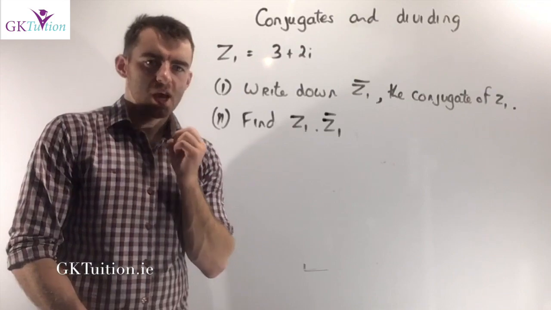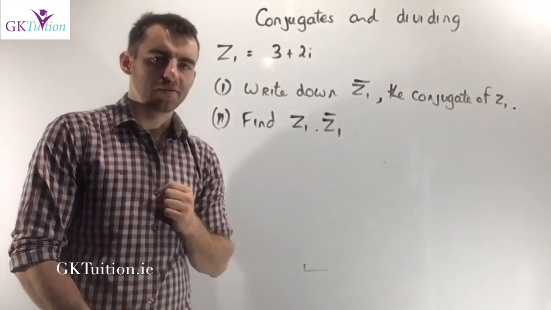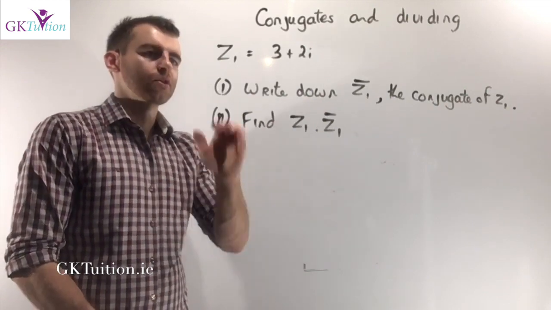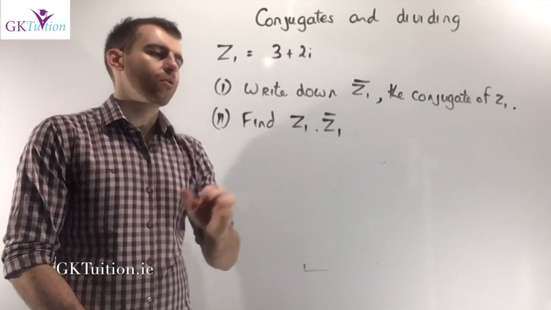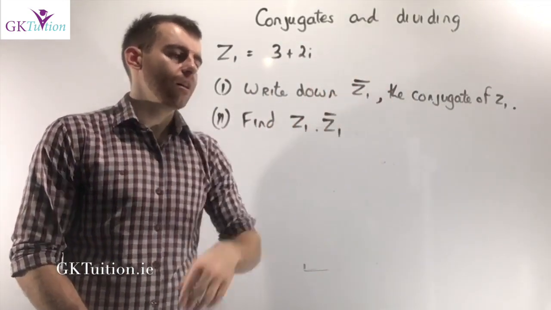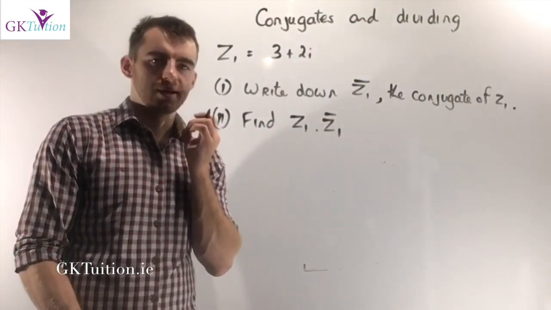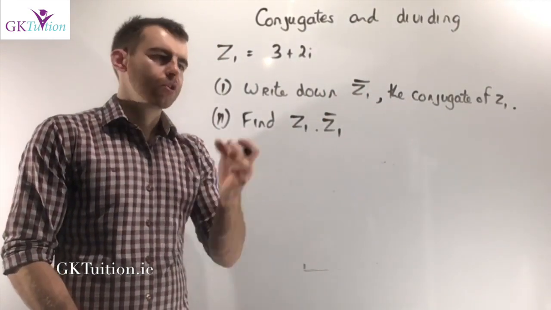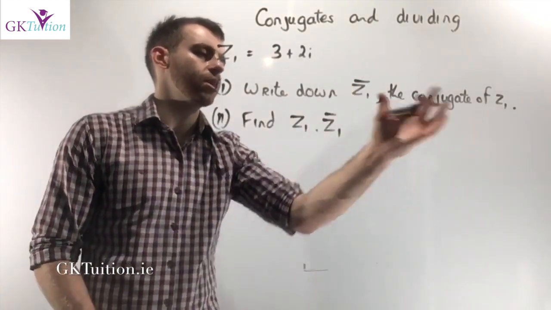about conjugates, and when we have a good understanding of conjugates, then we can start talking about dividing complex numbers. So supposing you were given Z1 is equal to 3 plus 2i, and you were asked to write down Z1 with a bar above it. That line, or that horizontal line above Z1 means the conjugate of Z1. So I've spelled it out for you here. It says write down Z1 with a line above it, the conjugate of Z1.